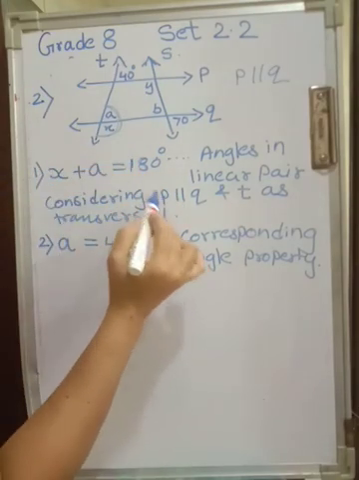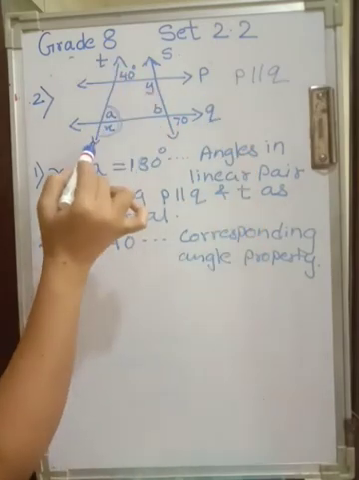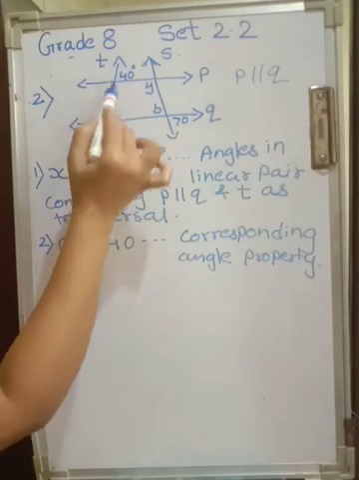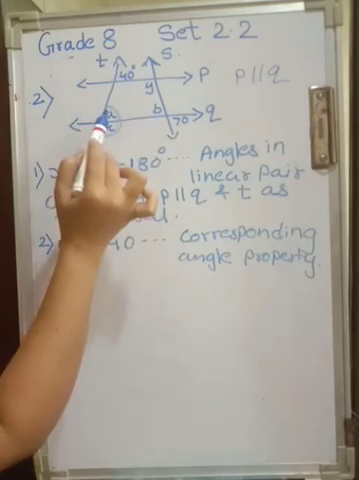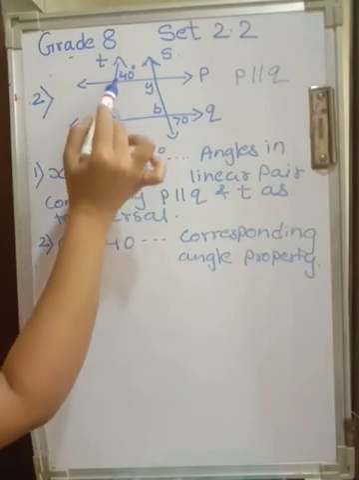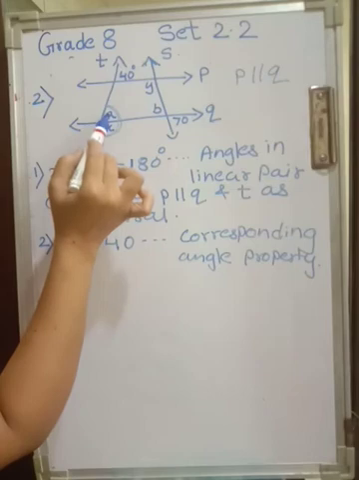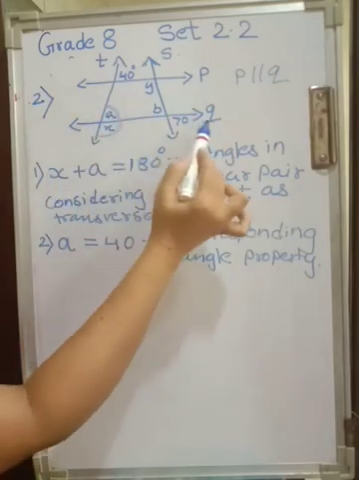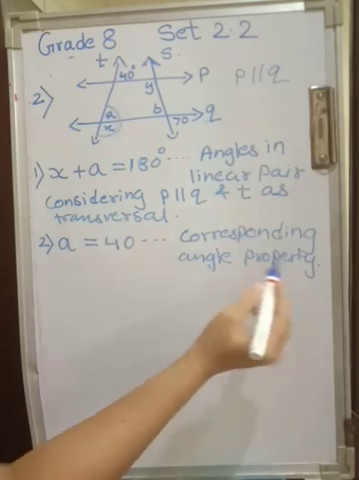Now consider line P parallel to line Q and only T is transversal. If you consider only this situation, then 40 is equal to angle A. Our A will be equal to 40. These two angles will be same. What's the reason? These two are corresponding angles. So whenever lines are parallel, corresponding angles are equal. So I have written here corresponding angle property.